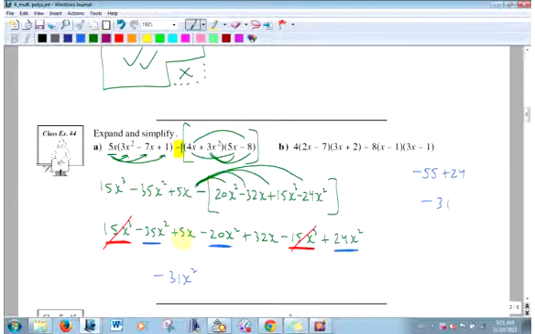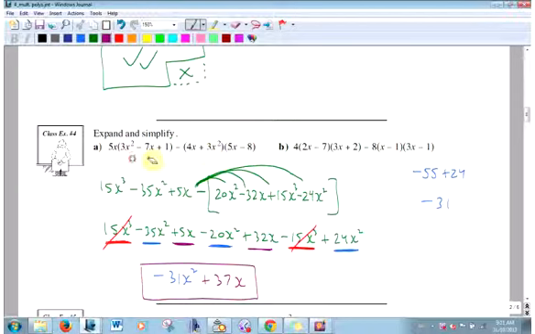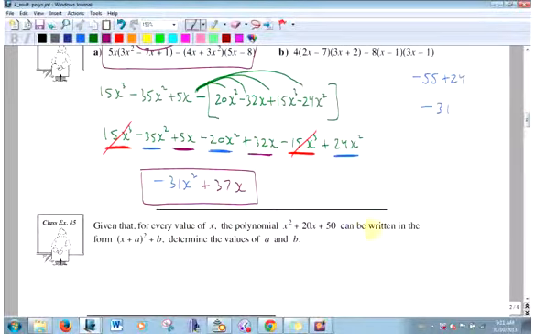Lastly, x's. I got 5x, 32x. How many x is that? 37. That's it. Well, that's a lot more simplified than the stuff I started with, isn't it? That's what I had. This is what I ended up with. I would say that's simplified. Okay.